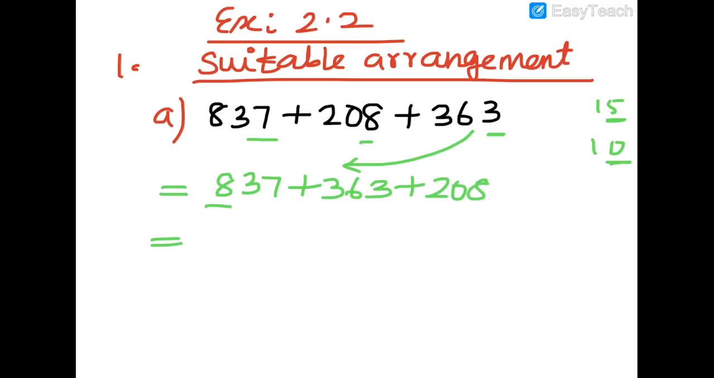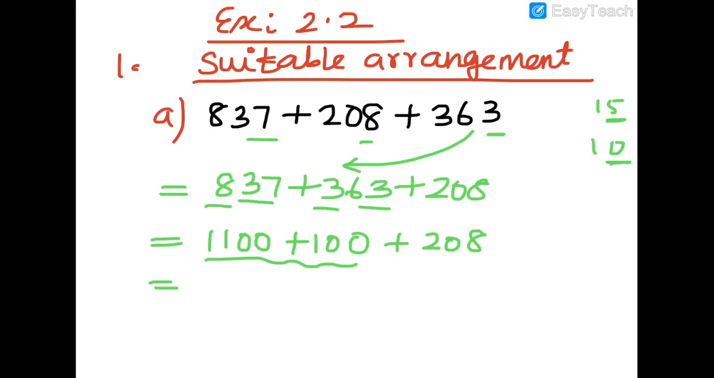Here 800, here 300, so 800 plus 300 is 1100, plus 37 and 63 means one more 100. Then 208. So 1100 plus 100 plus 208. 1100 plus 100 is 1200, and 1200 plus 208 is 1408. So this is how we rearrange the numbers: check whether adding two numbers gives a 0 ending digit, and then move on.